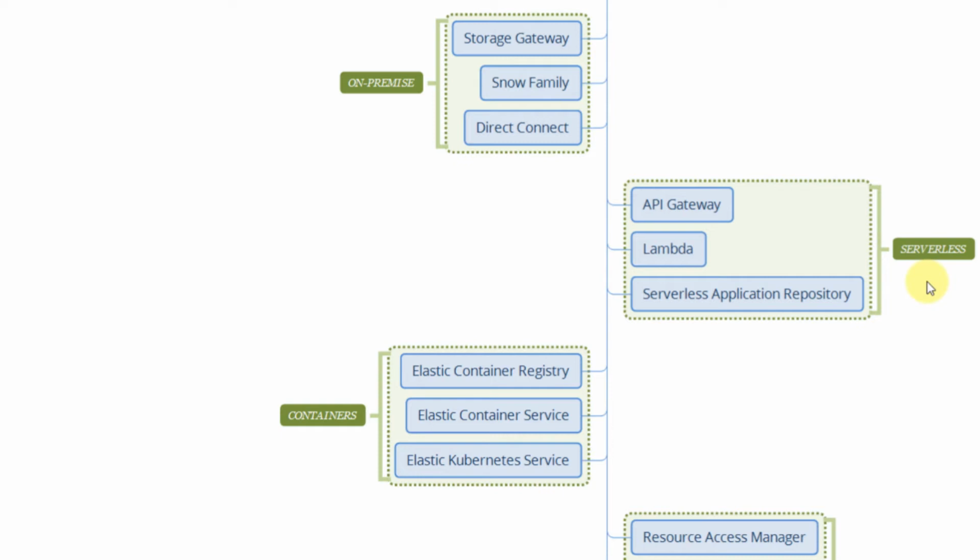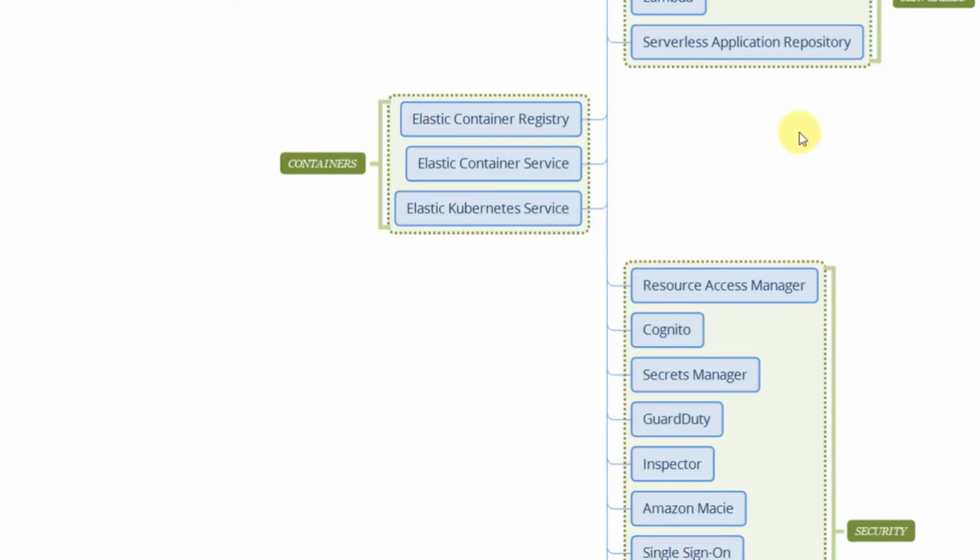Now, serverless is an important architectural paradigm in the cloud era. So it's important to understand it well. API Gateway, Lambda, and Serverless Application Repository are the topics you should look at. Understand containers. They enable microservice architectures. Elastic Container Registry, Elastic Container Service, and the Elastic Kubernetes Service.